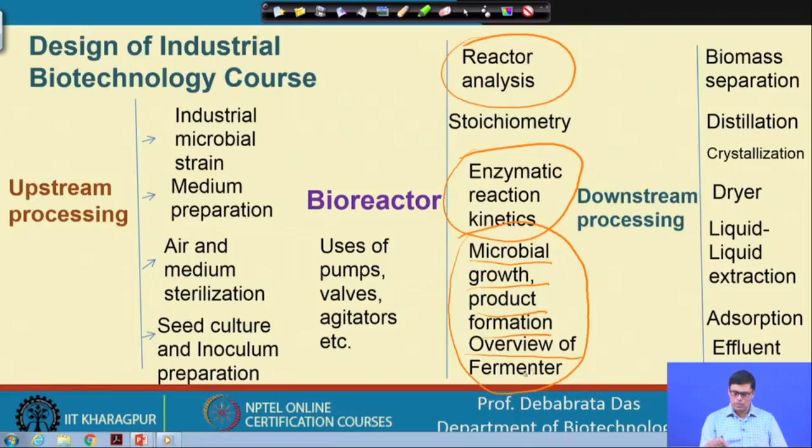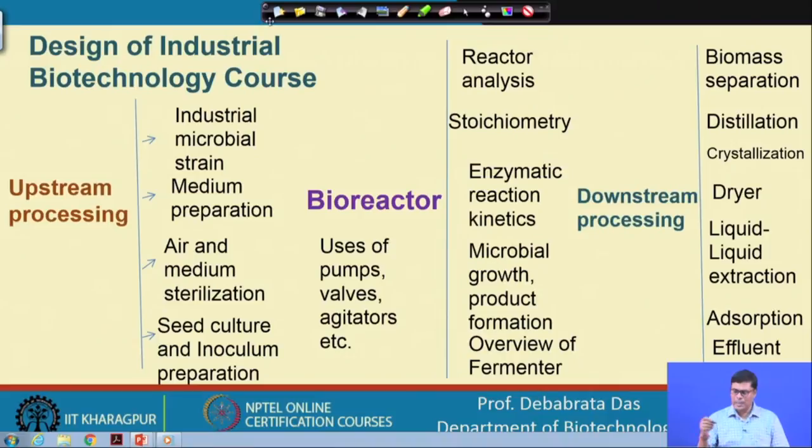Then we gave you an overview of the fermenter, how the fermenter looks and what the different parts in the fermenter are; everything has been discussed in this particular course. After that we discussed downstream processing. Downstream processing is basically called the purification process. When you produce the product in your fermenter, your bioreactor, you cannot market that product as such; you have to purify it.